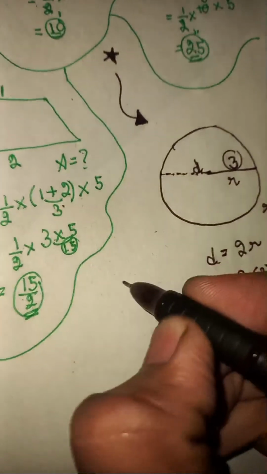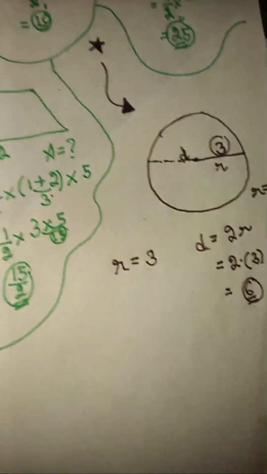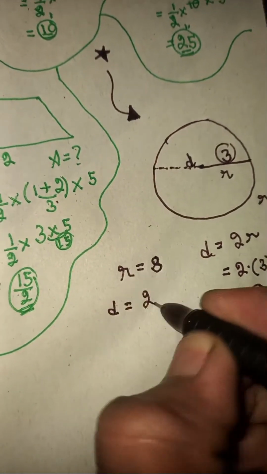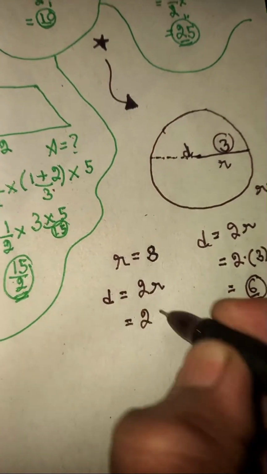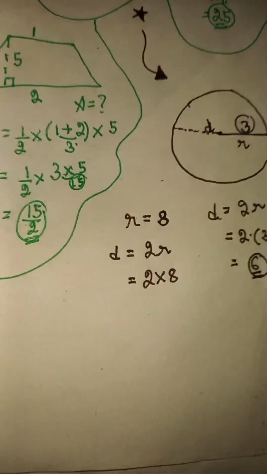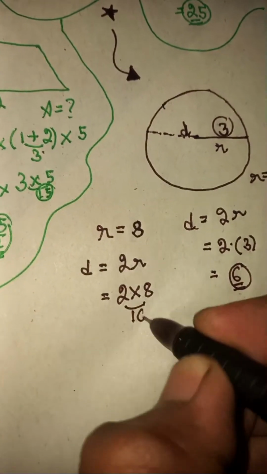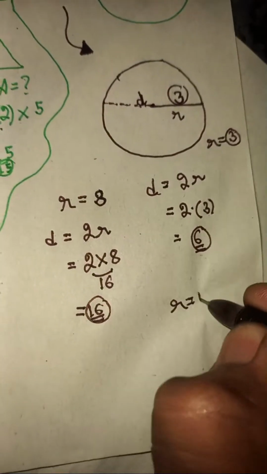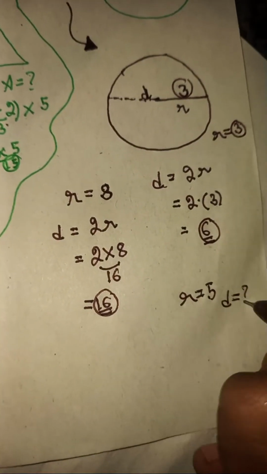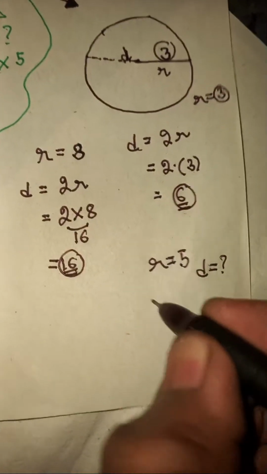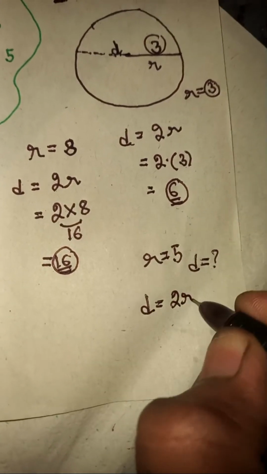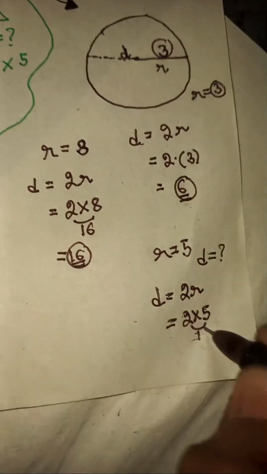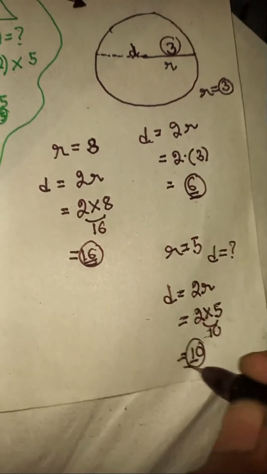Now if they have given the radius as 8 units, the diameter is 2 times the radius, which is 2 times 8, so it's going to become 16 units. That's the diameter. And let's check if the radius equals 5 units, what's the diameter? You can also find it out. Diameter is 2 times the radius, so it is 2 times 5. 2 times 5 becomes 10, so the diameter is 10 units.